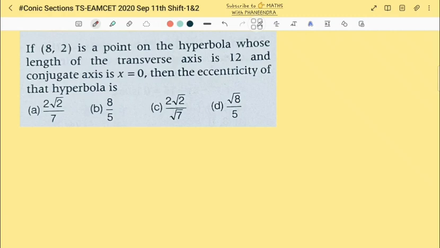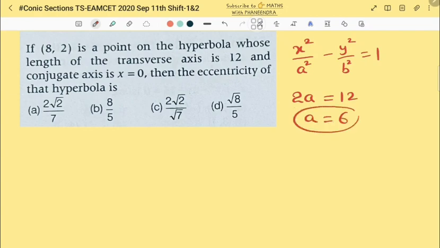The next question: if (8, 2) is a point on the hyperbola whose length of transverse axis is 12 and conjugate axis is x equal to 0, then the eccentricity of the hyperbola is... The hyperbola equation is x square by a square minus y square by b square equal to 1. Length of transverse axis is equal to 2a, that is 12 units. So a is equal to 6. So a square is obviously 36.